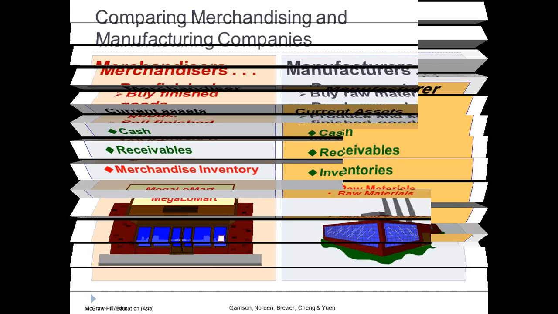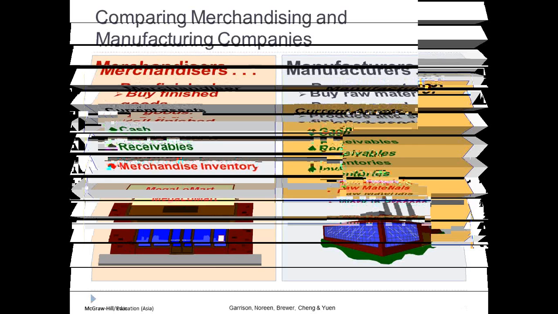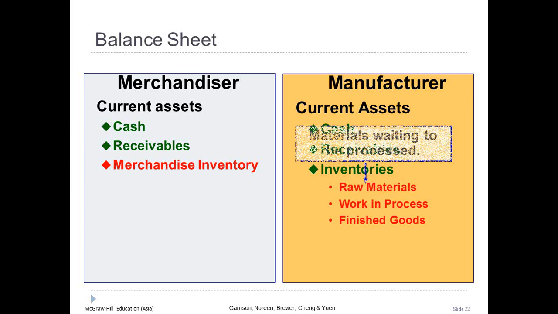Manufacturing companies report three types of inventory on their balance sheets: raw materials, work in process, and finished goods. Raw materials are the materials used to make the product. Work in process consists of units of product that are partially complete but will require further work to be sellable to customers. Finished goods consist of units of product that have been completed but not yet sold to customers.